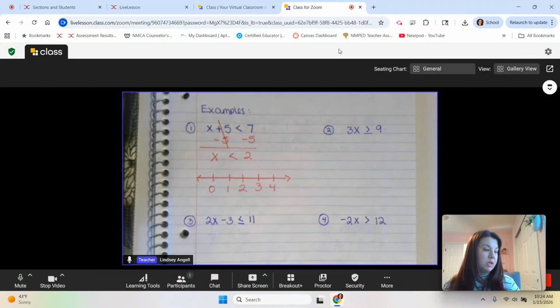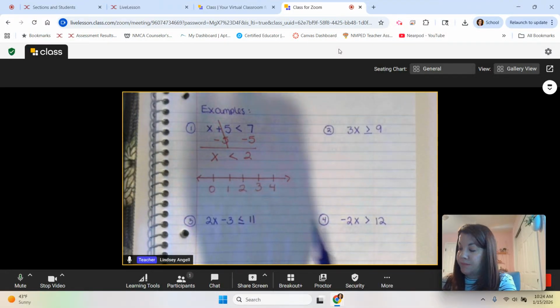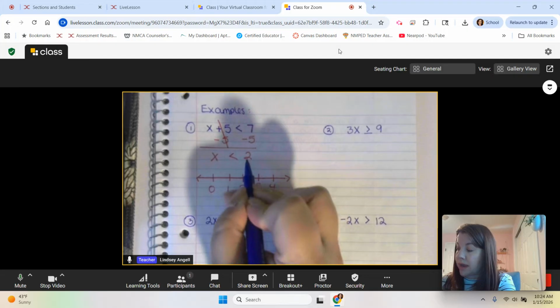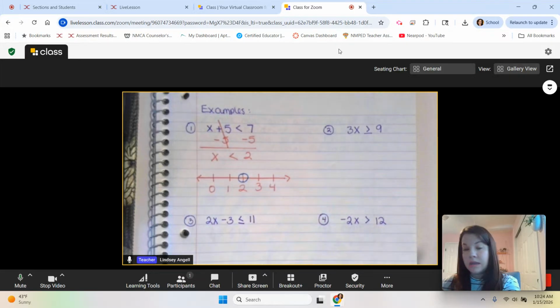I'm going to use another color. Let's see, I will use blue. Red and blue. So, for the graph, I'm going to circle whatever number is right there on the right-hand side of the number line. So I'm going to circle, or I guess I didn't circle the actual 2, but I circled the location, right?